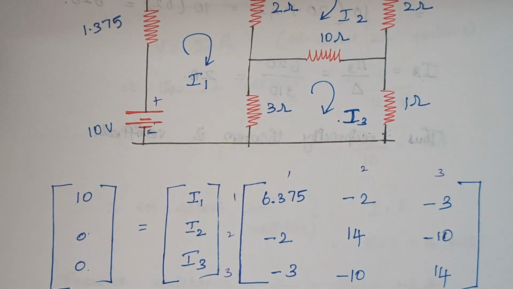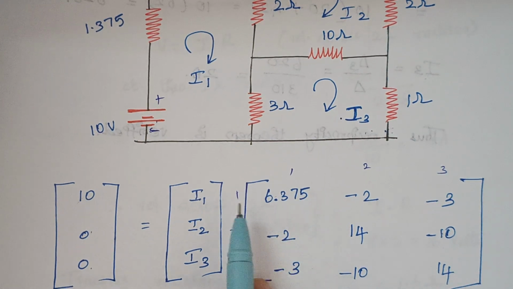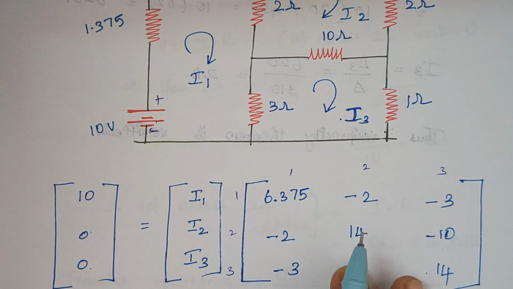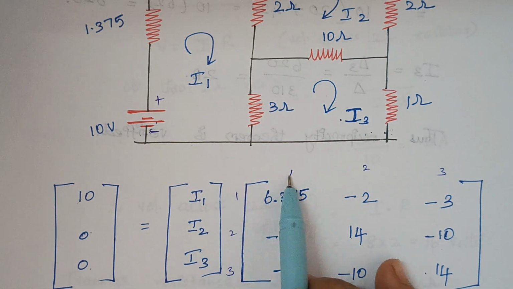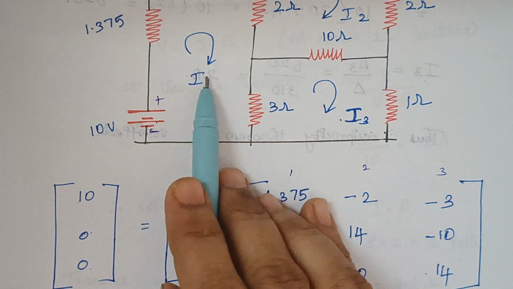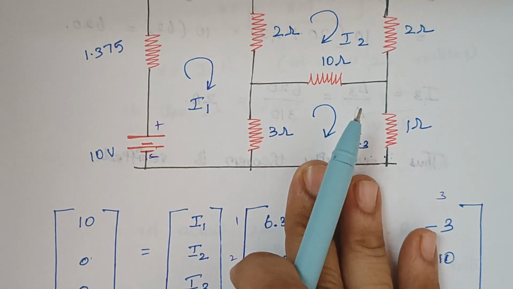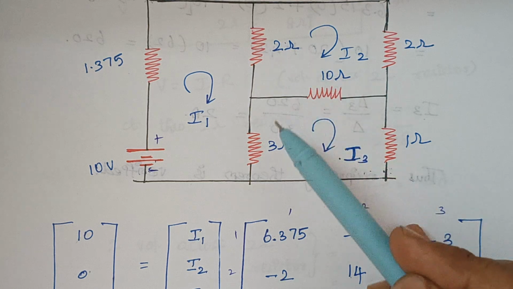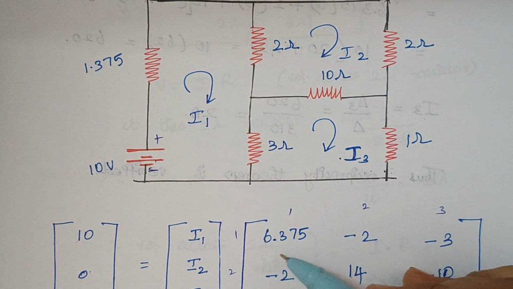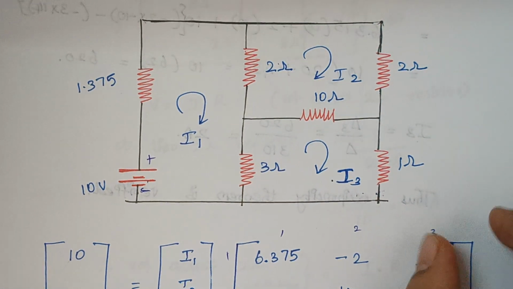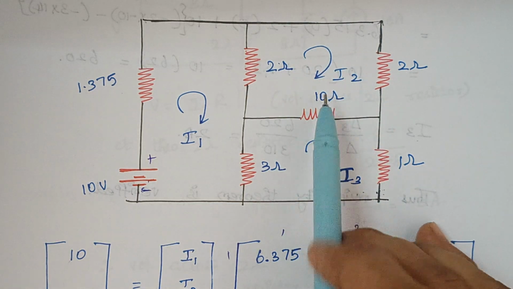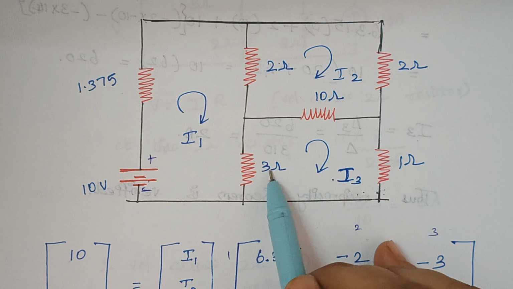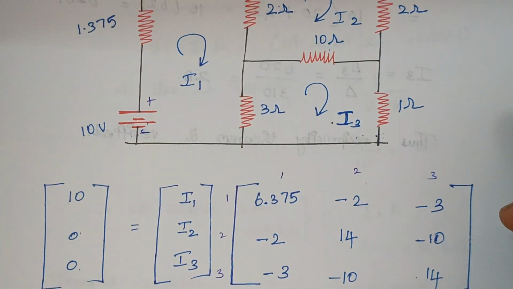resistance matrix, right? So this diagonal element, it is nothing but summation of the elements. When you look at this loop 1, right? So the summation of resistors are 1.375 plus 2 plus 3, so which is nothing but 6.375. Again, when you look at loop 2, 2 plus 10 plus 2, that gives 14. Loop 3, again 3 plus 10 plus 1, that gives 14.